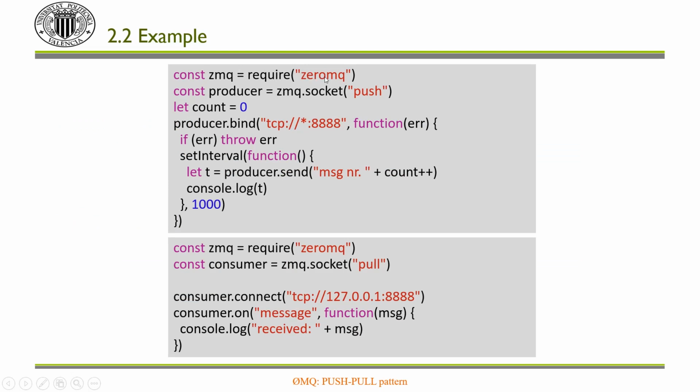In the first program, we implement the sender. To this end, we import the ZeroMQ module in the first line. We declare the socket in the second line, we define a counter initialized to the zero value, and the producer binds its push socket to this URL. In the listener of the end of that binding, we implement the following logic. If any error happens, we throw an exception. Otherwise, we use the setInterval operation in order to propagate periodically, that is, once per second, messages to their receiver that will use a pull socket.